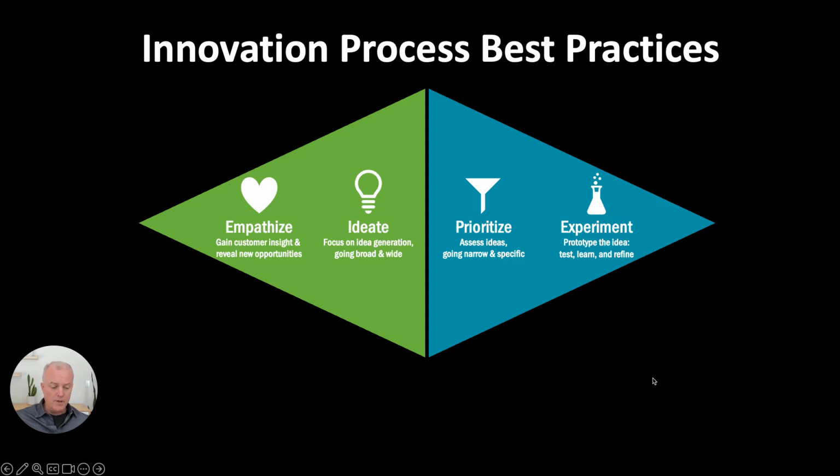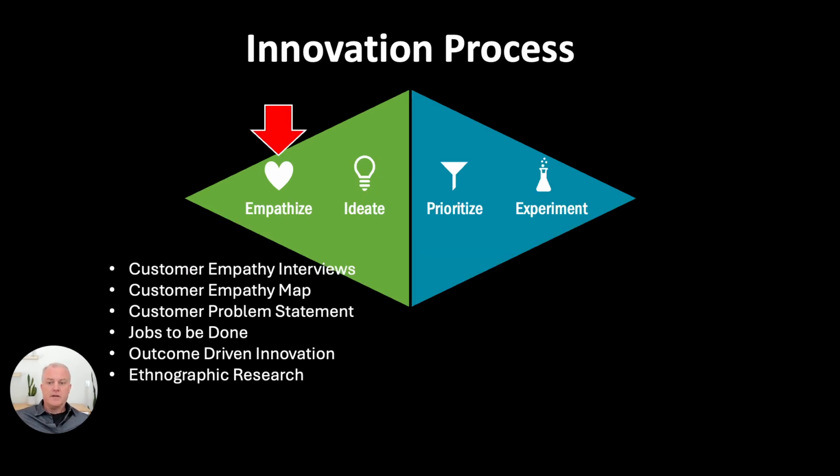So for example, you have Empathize. The goal here is to deeply understand the pain points and the needs and the preferences of your customers. So what you do here is you can do interviews, you can observe customers through ethnographic research, but the goal is to understand those customers and then capture that understanding and insight through empathy maps or customer problem statements or a jobs to be done list of priorities, and you score those jobs to be done in terms of what your customers care most about doing.